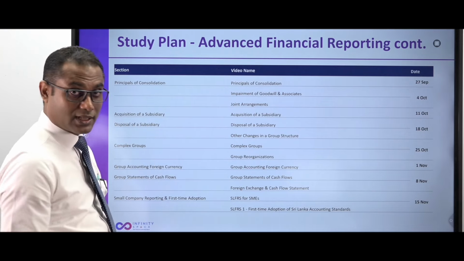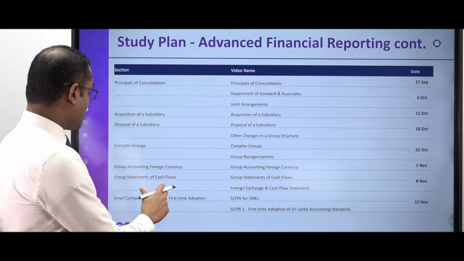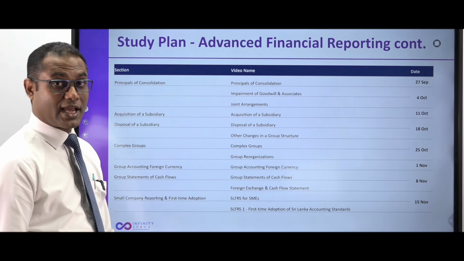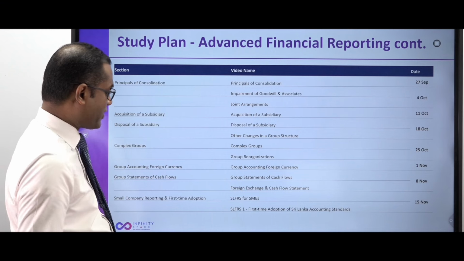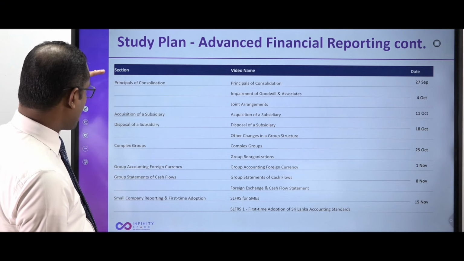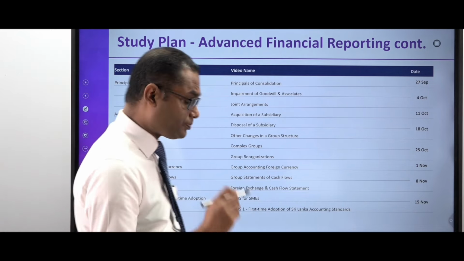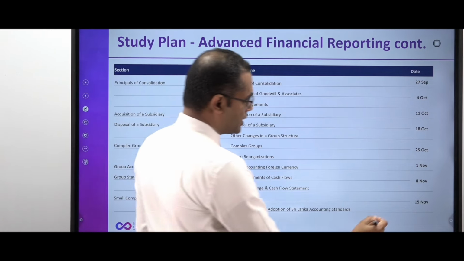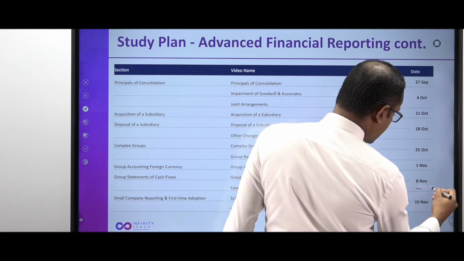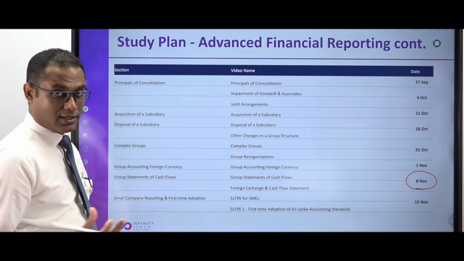Thereafter, how to consolidate the foreign subsidiaries, group accounting involving foreign currency, then how to prepare the group statement of cash flow, the consolidated statement of cash flow. So all these topics, from principles of consolidation to the group statement of cash flow, are relevant to consolidation. All the consolidation related areas would also be completed by 8th November, right?